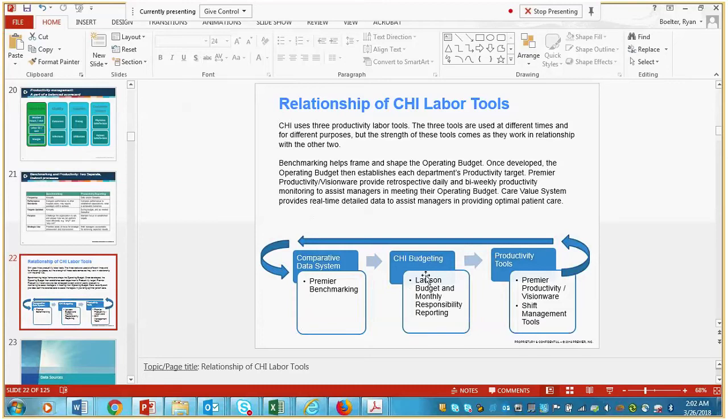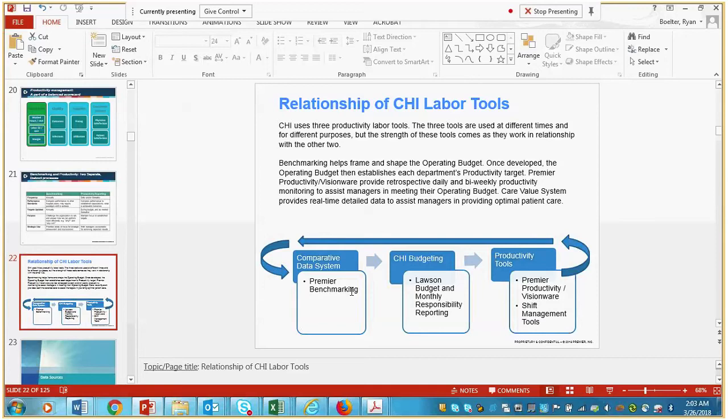That information ultimately becomes an input to the budgeting process. And that budget we're working on now for FY19, once that is finalized and set, those budgeted hours and budgeted volumes will be used to derive a productivity target, which will then be measured on a daily and biweekly basis. That will also go into your monthly responsibility reports for budgeting and your shift management tools if you have one. So that target should be consistent throughout all of those tools. Ultimately, the productivity data then feeds the benchmarking process for the next year. So it's a cyclical routine, and there is an interrelationship, but they are two distinct processes.